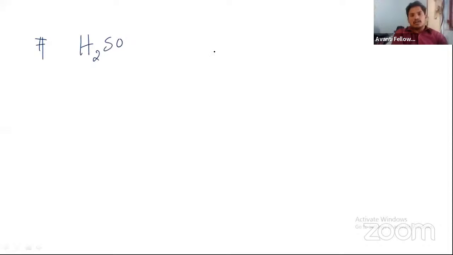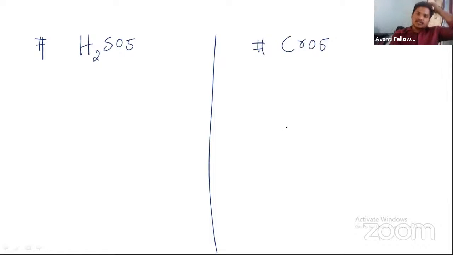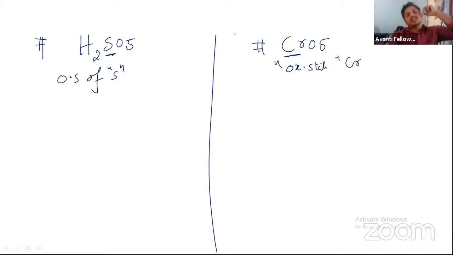Now try to answer this question: H2SO5 and the next one is CrO5. Try to find the oxidation state of these two. Here I want the oxidation state of sulfur, and here the oxidation state of chromium. Let's see how many people can do it.